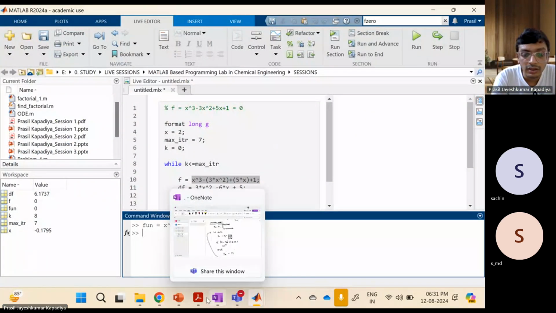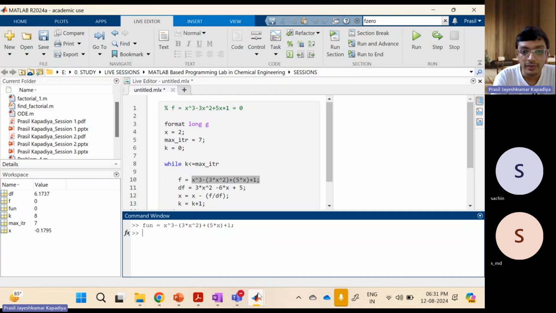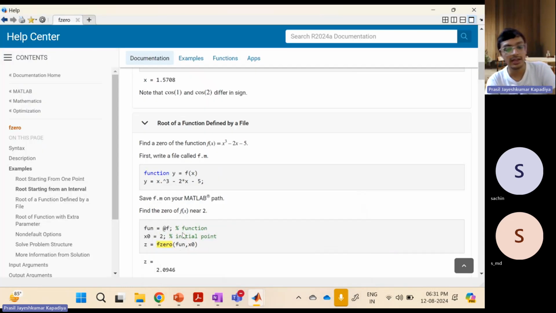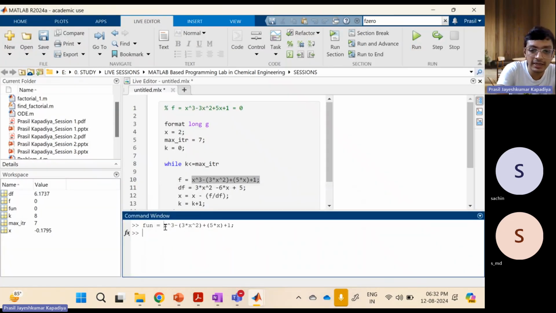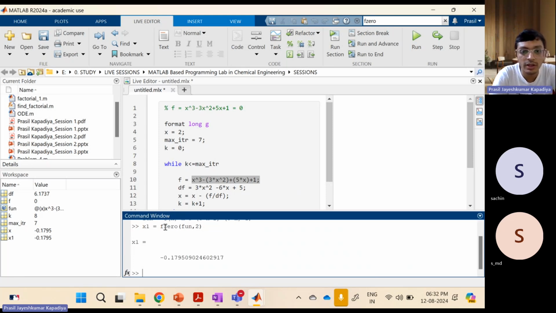Let's see from here, we have taken the function at the rate of this. Now I need to find a solution. This value is in terms of x, so I need to write it as at the rate of x, and this is my equation. Now I want to use fzero, so x1 is equal to fzero of my function comma initial guess. Here it was 2, so I'm also giving 2 here, and I'm getting minus 0.1795090.